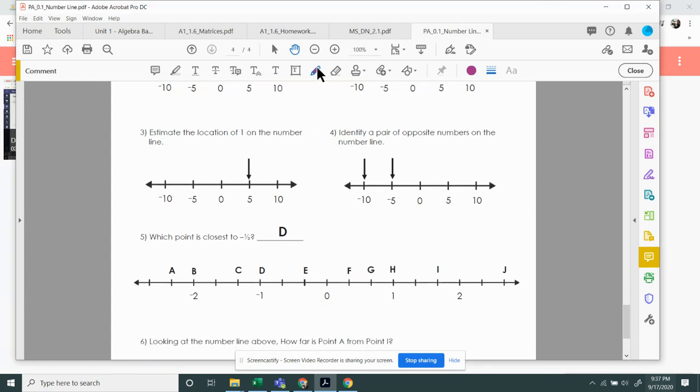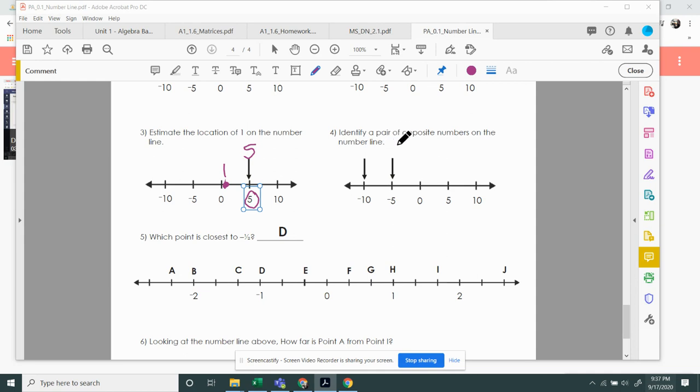And now we are asked to estimate the location of 1 on the number line. Now, just because 5 is the first number that they've written to the right of 0 doesn't mean it's the first number. We can imagine that there are 4 numbers in between here, 1, 2, 3, 4. And number 1 would be right here, very close to 0. That's our 1. This is 5. That's not 1.